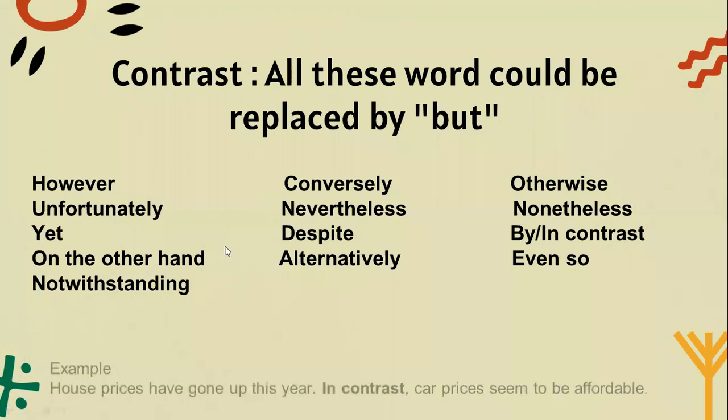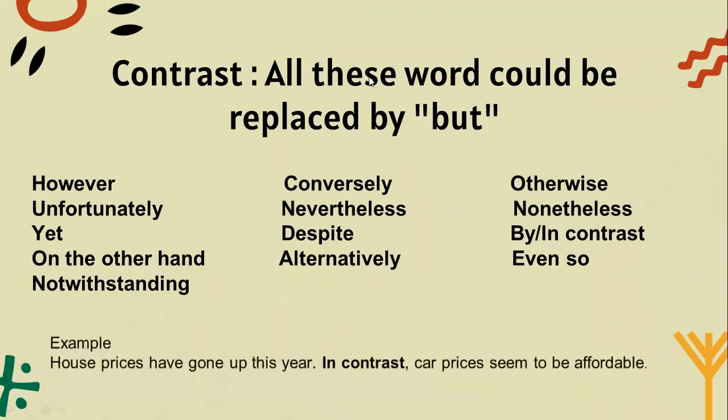So let's have a look here at this example. It says house prices have gone up this year. So this is the first sentence. It states that the house prices have gone up this year. Car prices seem to be affordable. So what is the relation between the first and the second sentence? We discovered that the second sentence is the opposite, is in contrast with the first sentence. So at this moment, we can use the words "in contrast" in the middle.